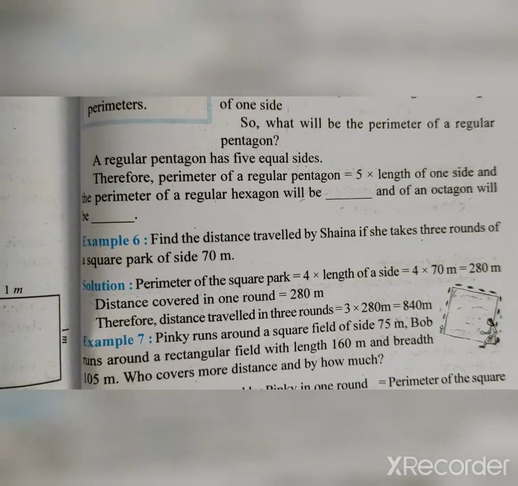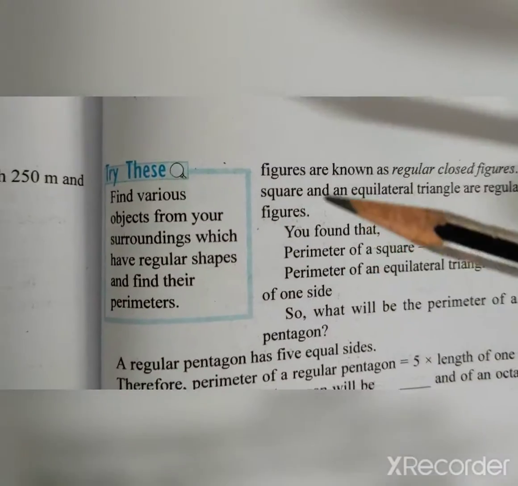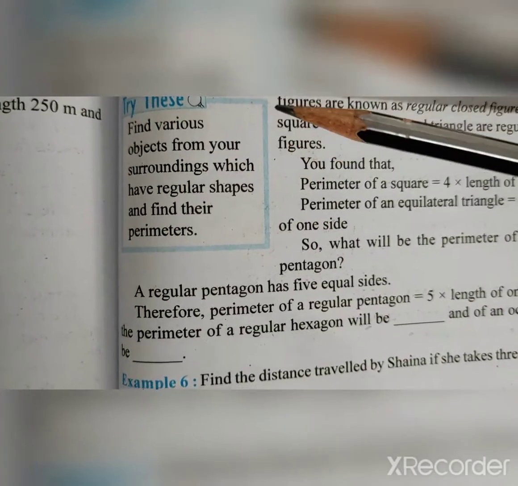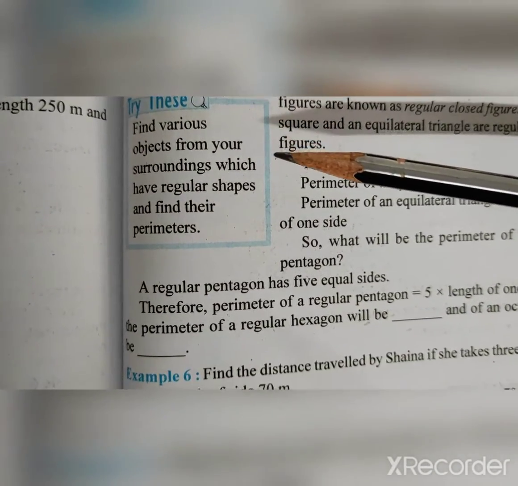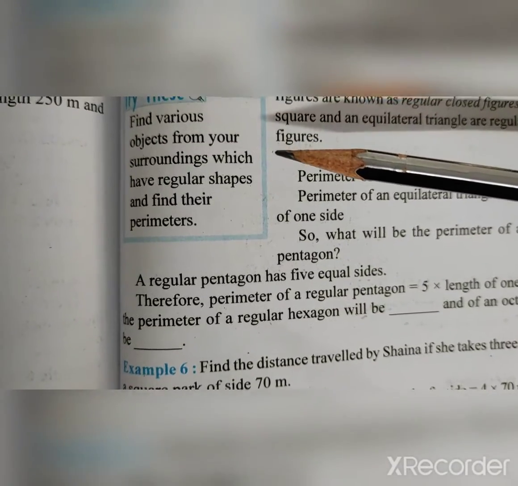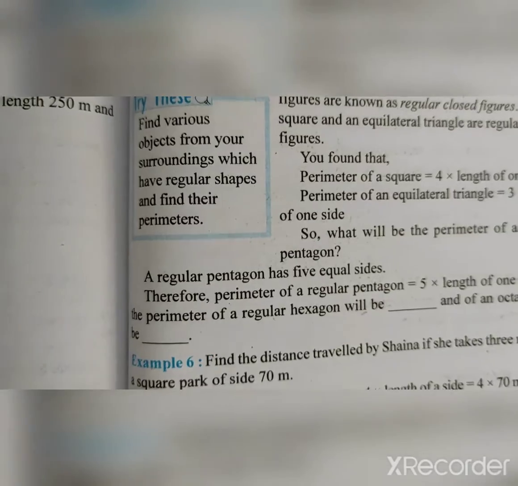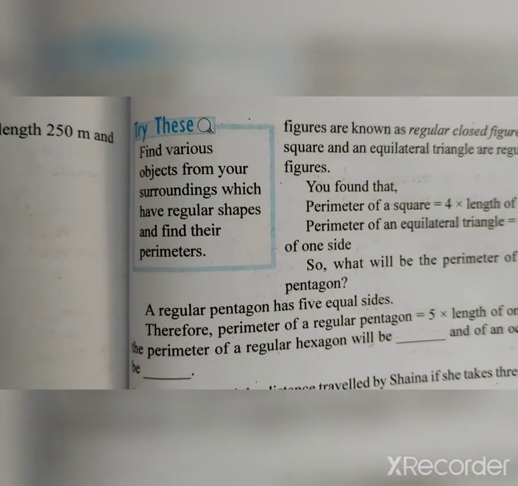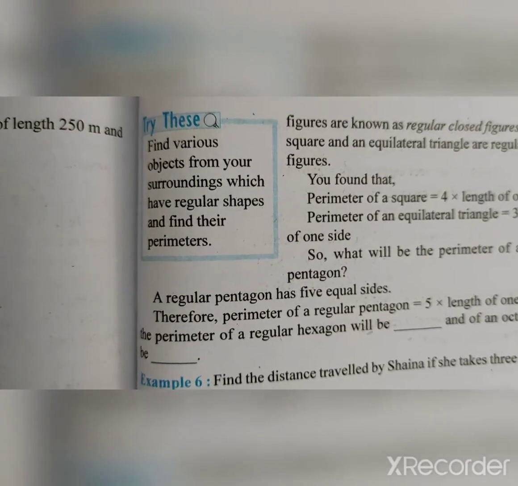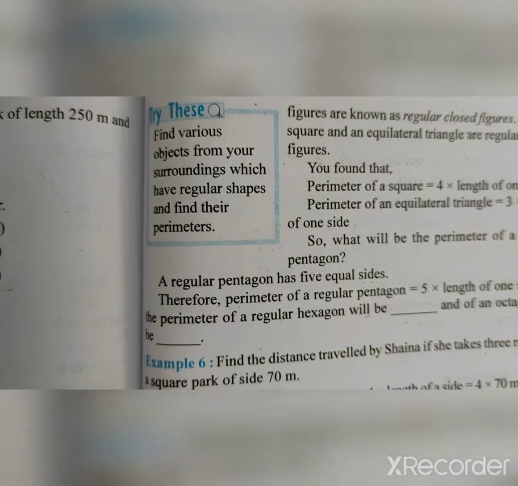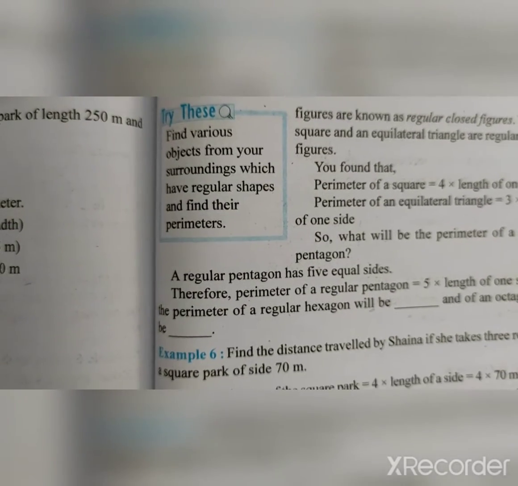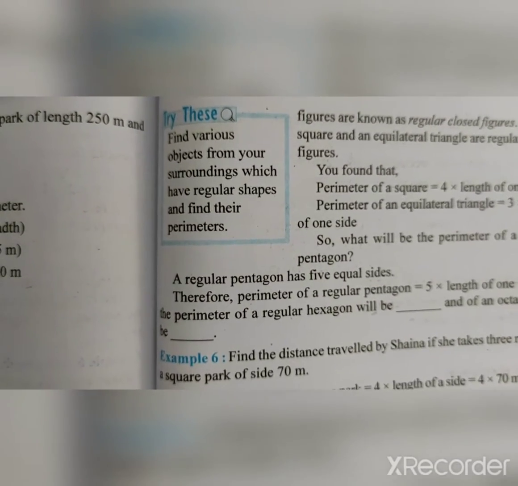Now you will solve the illustrations. See here, try these. Find various objects from your surroundings which have regular shapes and find their perimeters. One example I showed you was the front cover of the Sanskrit textbook, and there are so many examples you can see, and you can find the perimeter of these.